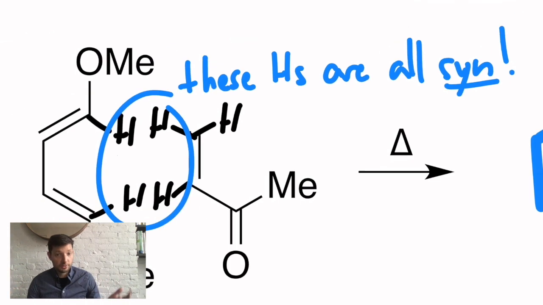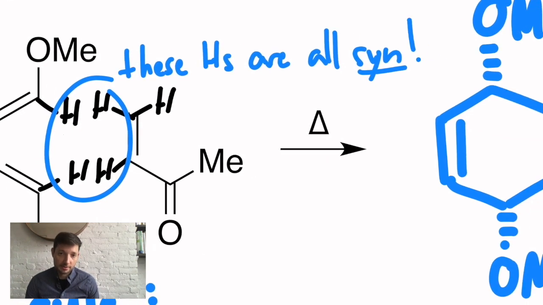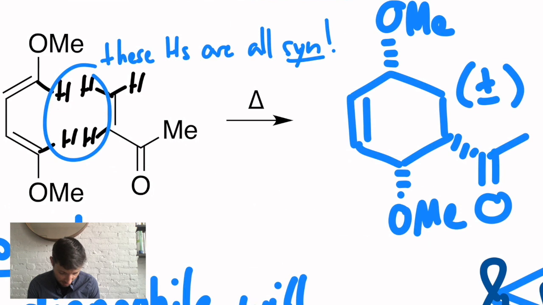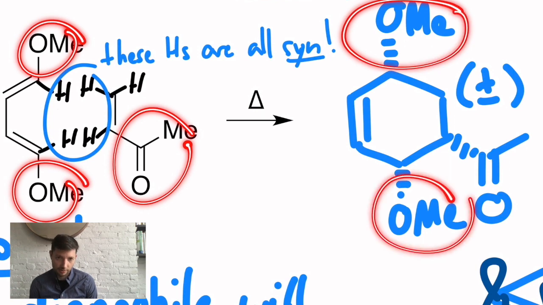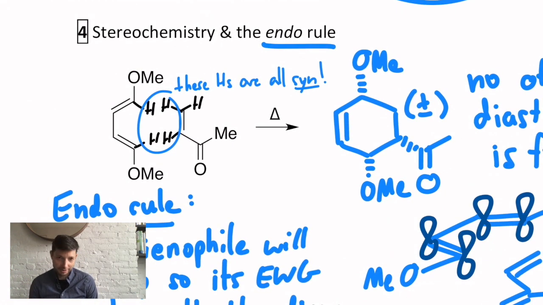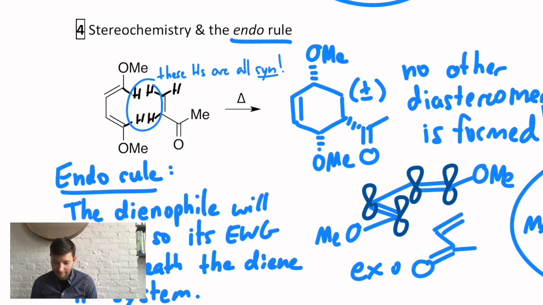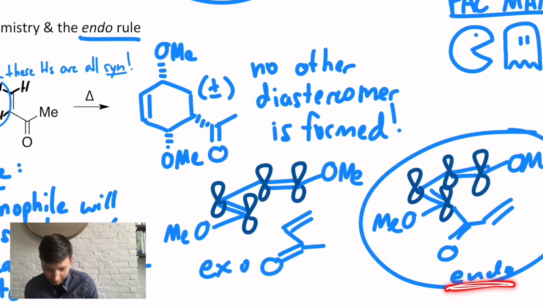which means the things outside the circle are also all syn to each other. That's what that means. Doesn't mean toward you or away from you. It means in the same direction in space. And look what happened. The methoxy and the methyl ketone all have to be syn to each other. Yep, that's exactly what we observe. So that's a shortcut to help you figure out what the product looks like on a 2-dimensional piece of paper, but the reason are these 3-dimensional arrangements and the preference for the endo rule.